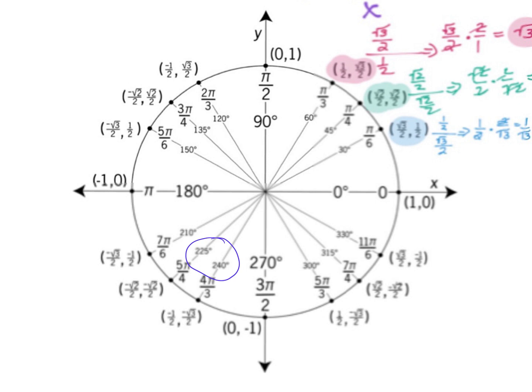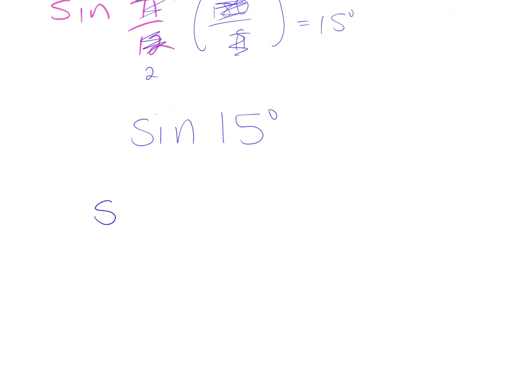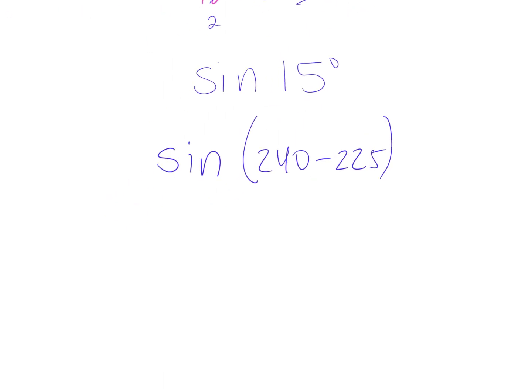So I'm going to use 240 and 225. So I already know it's my sine, right? Well, what am I doing to 240 and to 225 to get 15? So it'd be 240 minus 225, right? You guys agree? Okay. What is the ordered pair for 240? Thank you. -1/2 and -√3/2. And then what is my ordered pair for 225?